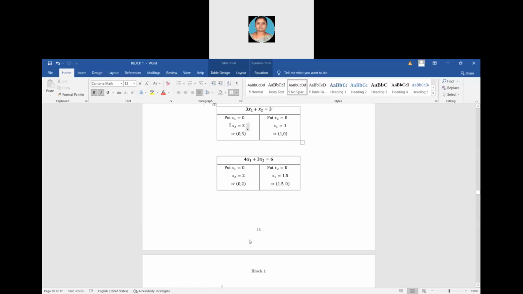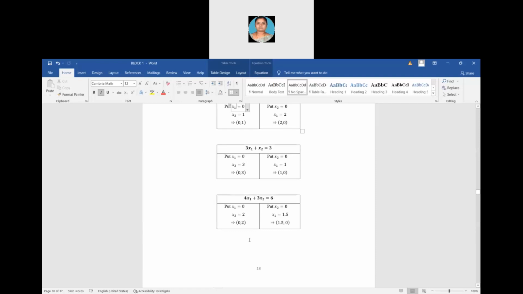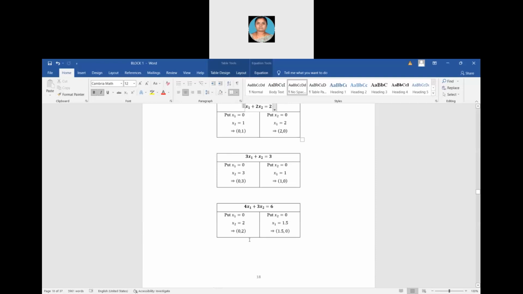So how many coordinates do we have here? We have six coordinates in total. The first is 0, 1 and 2, 0 for the straight line x1 plus 2x2 equal to 2. For the second, we have 0, 3 and 1, 0 for the equation 3x1 plus x2 equal to 3. Similarly, for 4x1 plus 3x2 equal to 6, we have the coordinates like this. All these coordinates we have to plot by using the graphical method.